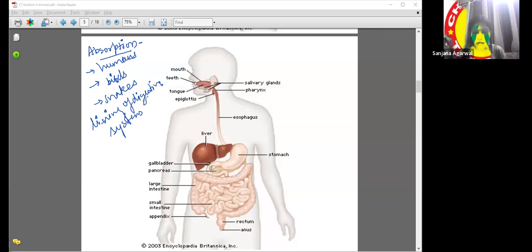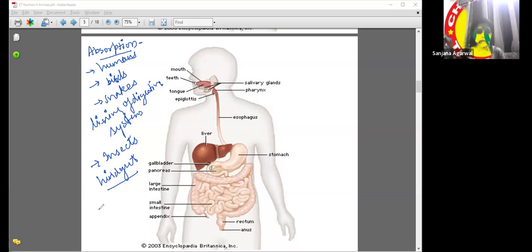And last, in insects, absorption takes place in the hind gut. The hind gut is a part of the insect's digestive system only, where like our digestive system, the hind gut also absorbs the required nutrients, salt, and water, and removes all the feces out of the digestive system. Okay.